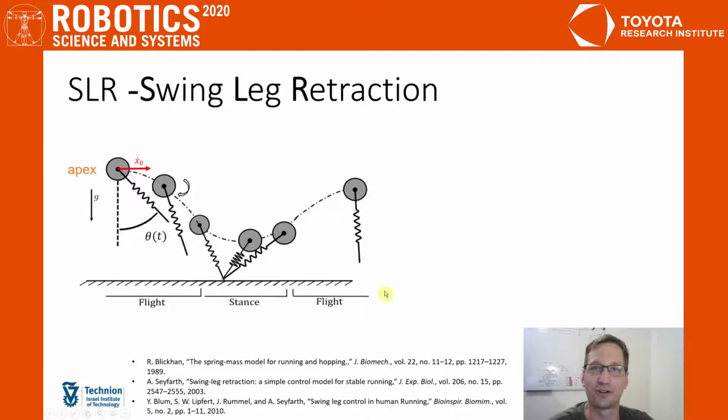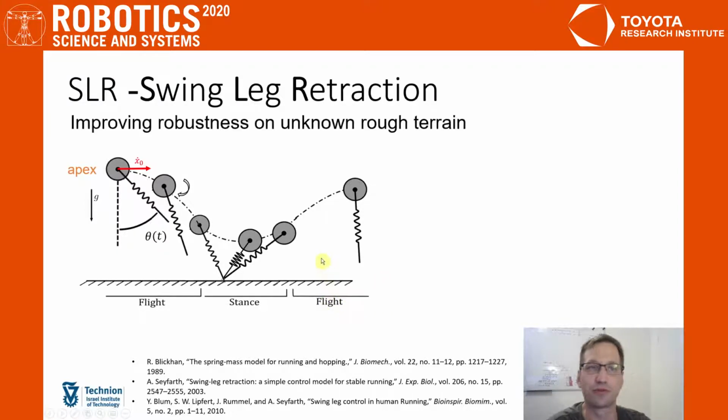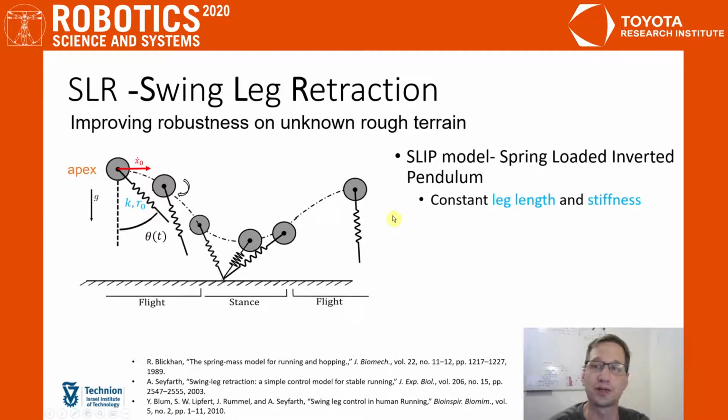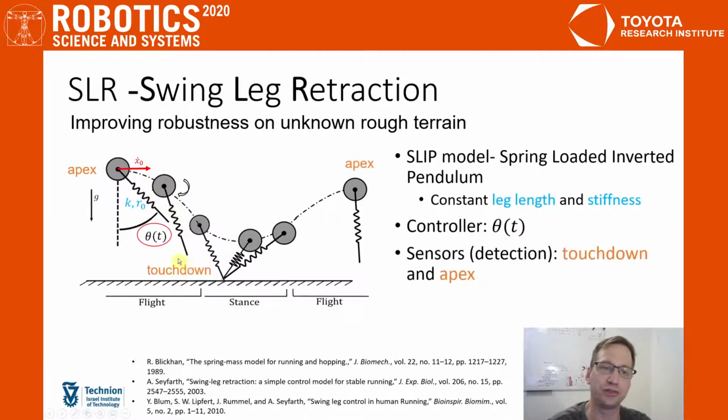So the SLR, the swing leg retraction, is a very common scheme to improve robustness on unknown rough terrain of the SLIP model, the spring-loaded inverted pendulum with a constant leg length and leg stiffness. The controller is the leg angle during flight, and we use two detection sensors, the touchdown and apex detection sensors.